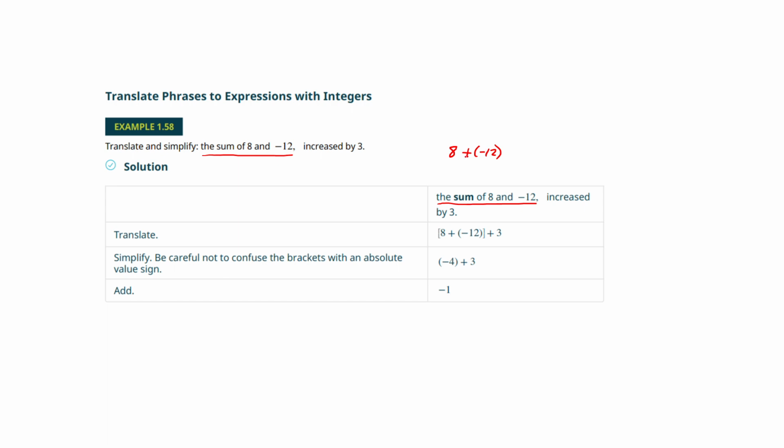Now, you could use a parenthesis. They've used a bracket here, but I'm going to group those. What it's telling me is that I have to finish the sum of these two numbers, and then I'm going to take that answer and increase it by 3. Now, they use brackets, but it's the same thing here. So we could then tidy this up, following what we did in the last videos. We get negative 1.